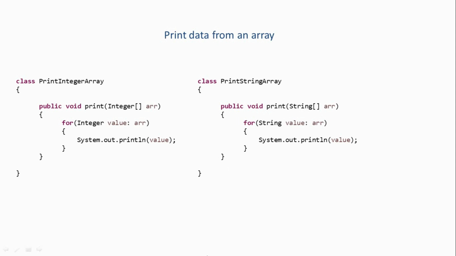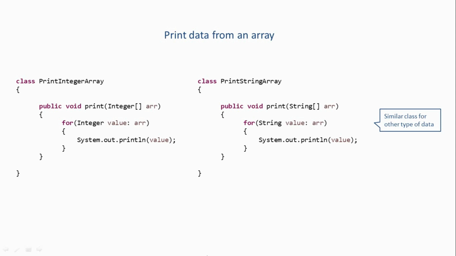Okay. Now again, if the requirement changes, and now if you want to print data from some other type of array, then again in this case, you'll have to create a new class which will handle that type of data. Now this looks like a lot of rework, right? We are doing the same thing again and again. So instead of creating n number of classes, what if we could reuse the same class so that it can be used with different types of data?